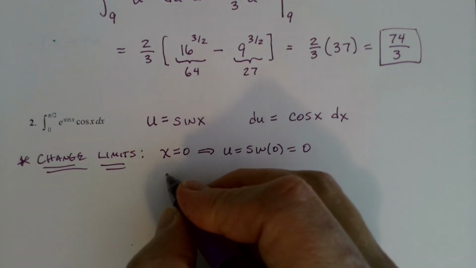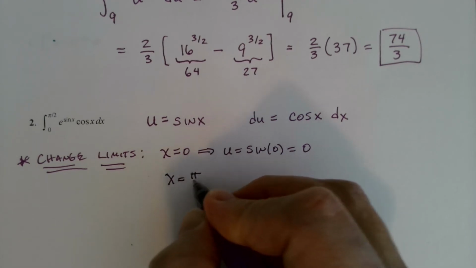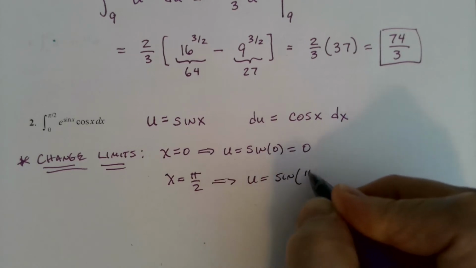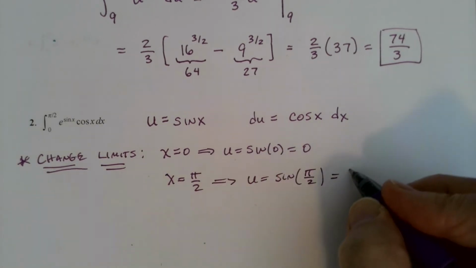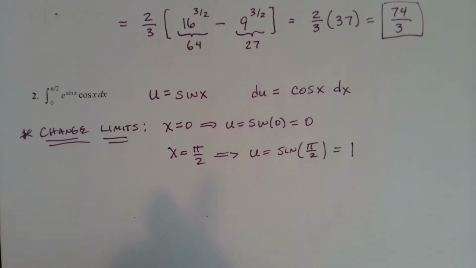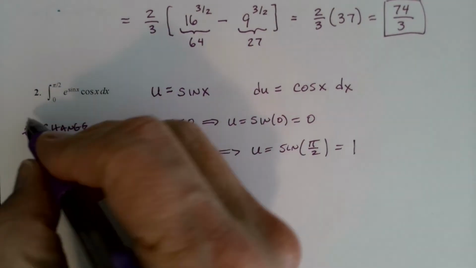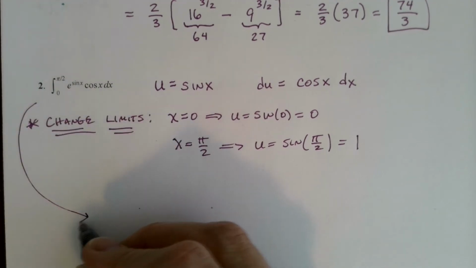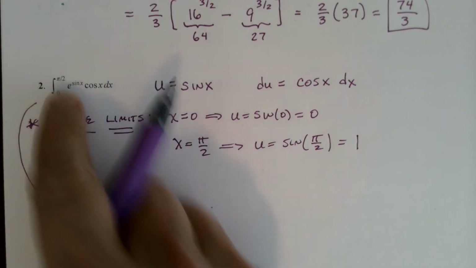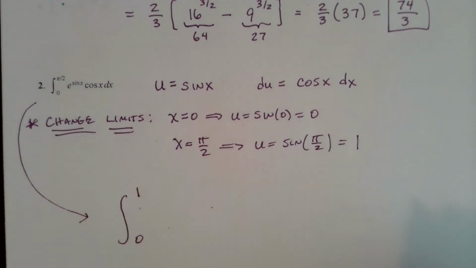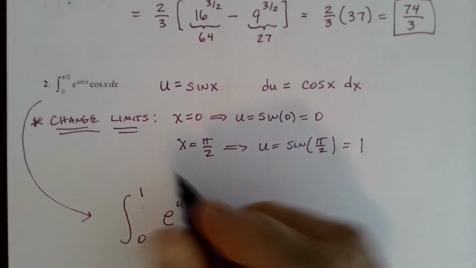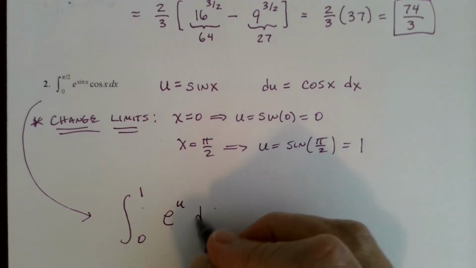Okay, you say, well, why do we have to change it? Well, look what happens when x is the upper limit of pi over 2, then u is sine of pi over 2, and sine of pi over 2 is 1. So we want to change over everything to the u world, so we have to change to the u limits. So this integral now becomes the integral 0 is still 0 in the u world, but pi over 2 is now 1 in the u world, so to speak. And this is what? E to the u cosine x dx is just du.